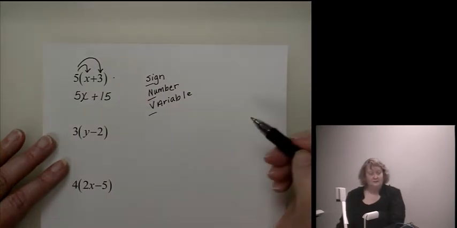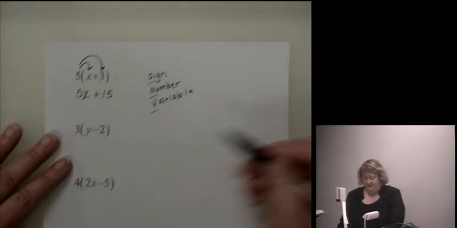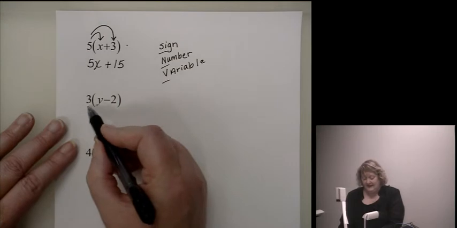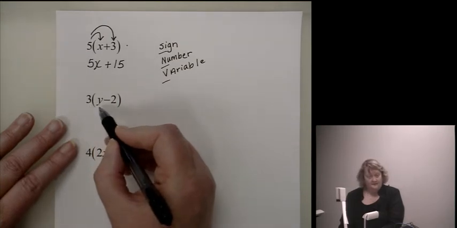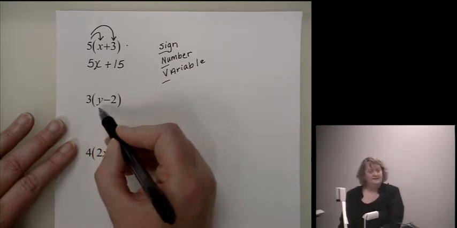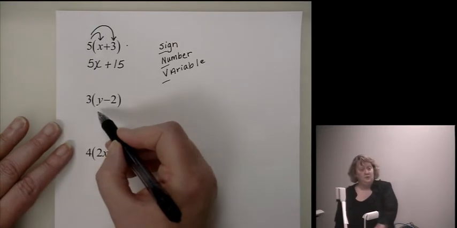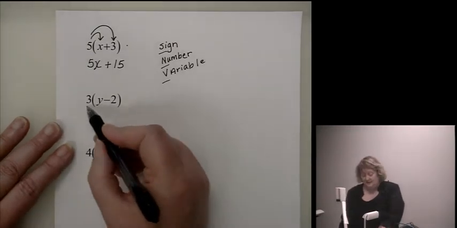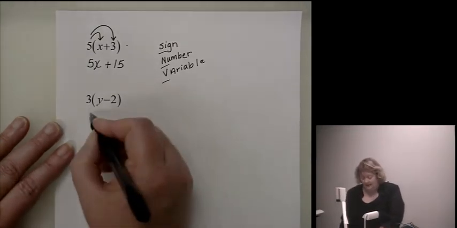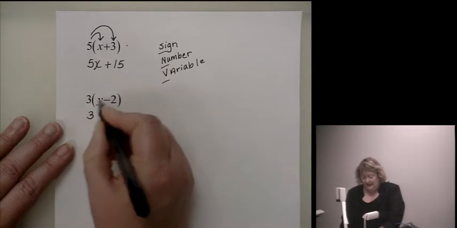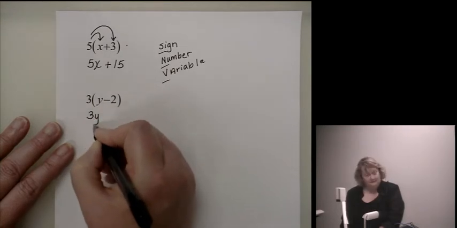SNV: sign, number, variable. I decide what my sign is going to be, then what my number is, and then if I need a variable to go with it. So when I look at 3 times y, they're both positive. A positive times a positive is a positive, so I know I don't need to write a sign down. Then 3 times 1 is 3, and I need to bring my y.